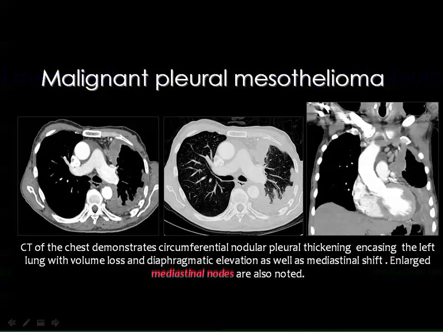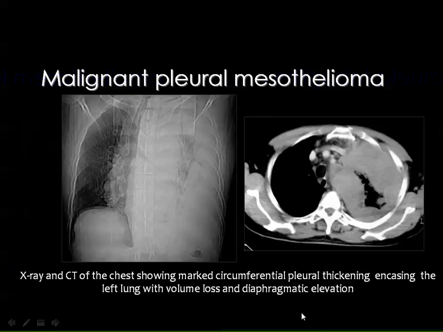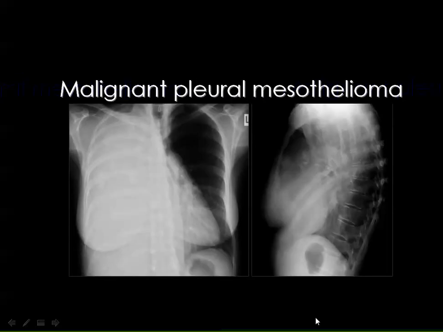And in this coronal image, you can also see the enlargement of mediastinal lymph nodes. You see here, this is a case of advanced pleural mesothelioma with severe thickening of the pleura. You see pleural masses totally encasing the lung, which is subtotally collapsed. And here you see a massive pleural effusion, and you cannot know what is underlying this effusion. You may suspect only malignancy, but malignancy may be in the lung, maybe in the mediastinum, and maybe in the pleura.